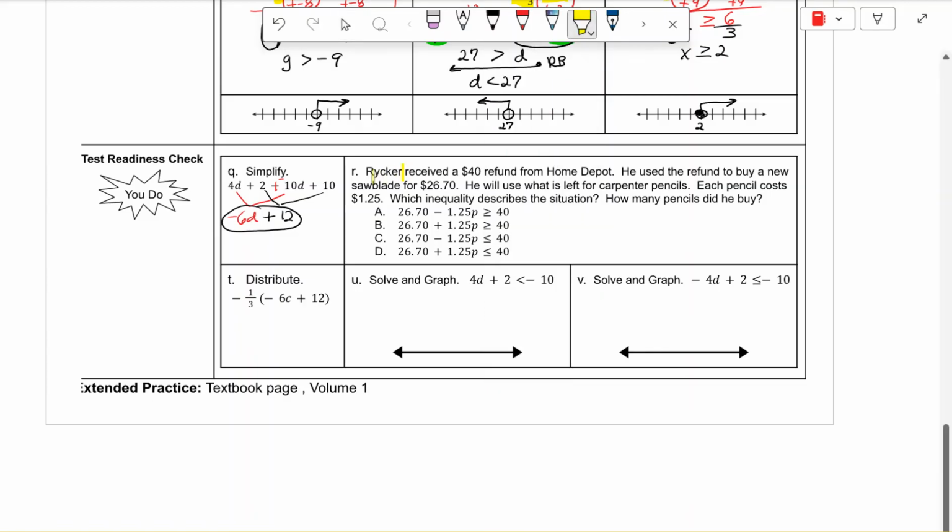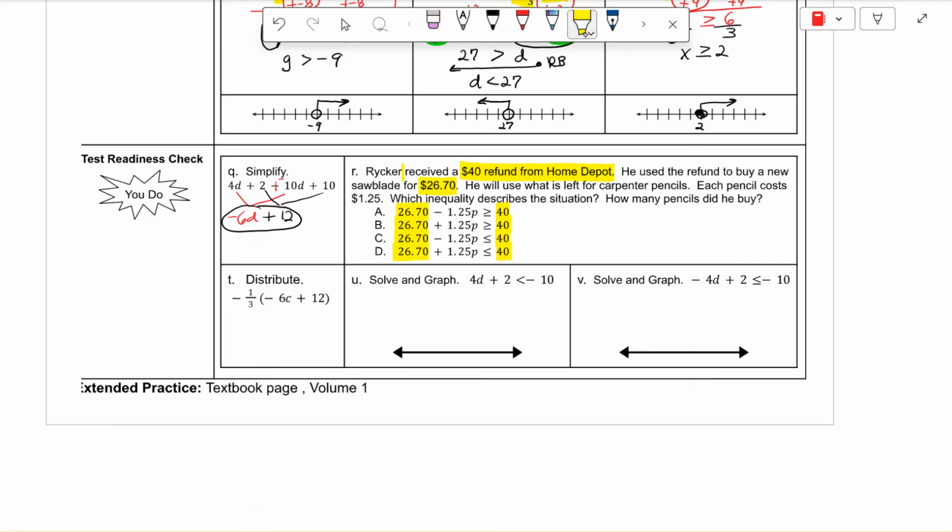It says Riker received a $40 refund from Home Depot. So that's how much money he has, and you can see down here, every one of these has a 40. That's how much money he has as a refund, and he used the refund to buy a new saw blade for $26.70. So you can see that each of these has $26.70 in the front. They're all positives because this is a positive amount that he has to pay.